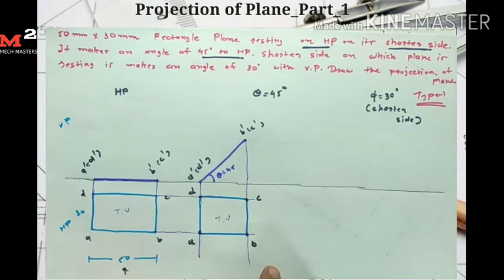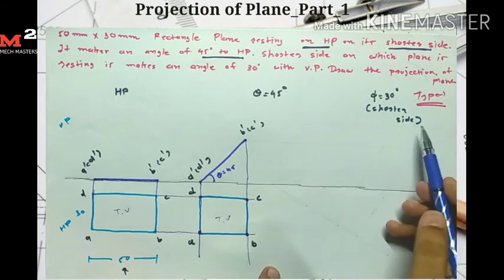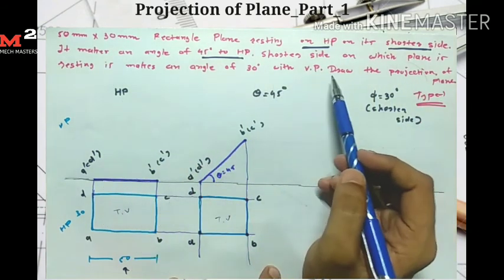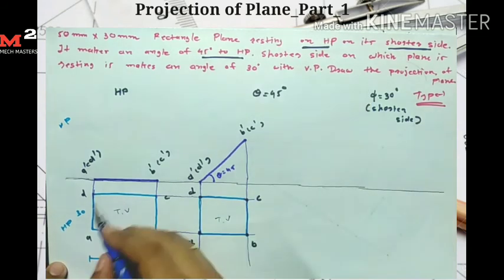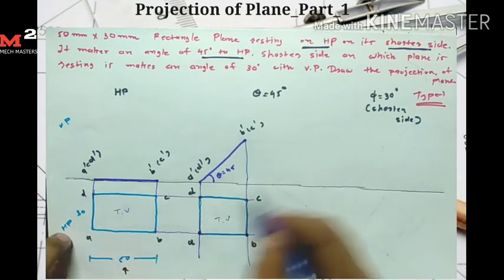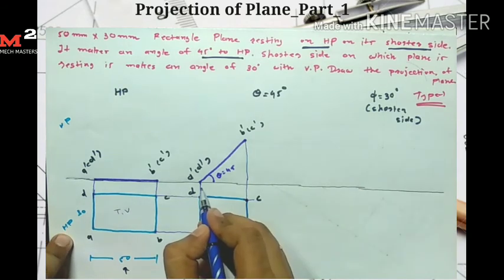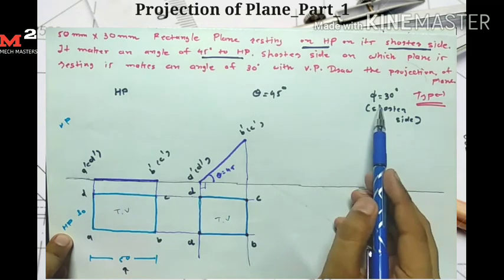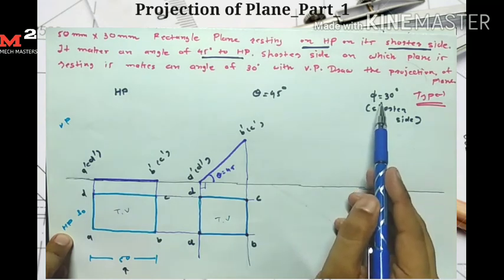In the third stage, it is given that the shorter side on which the plane is resting makes an angle of 30 degrees with the vertical plane. Here the plane is resting on side AD. So this shorter side makes an angle of 30 degrees. Here in this case it makes an angle of 90 degrees, but in the question it is given that it makes an angle of 30 degrees with the vertical plane.